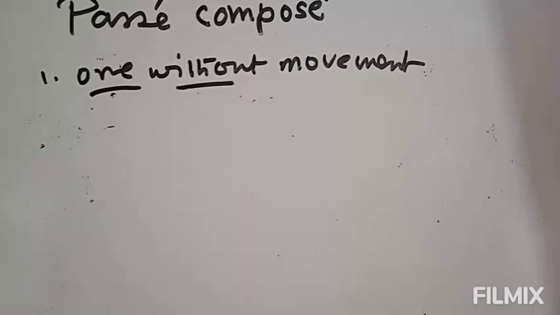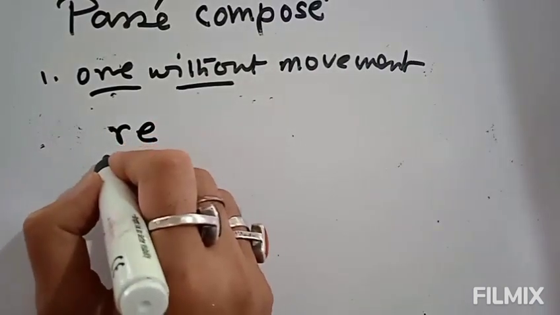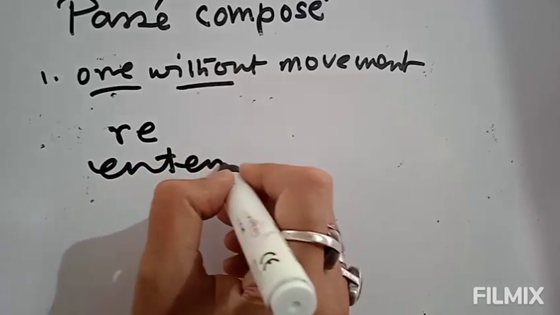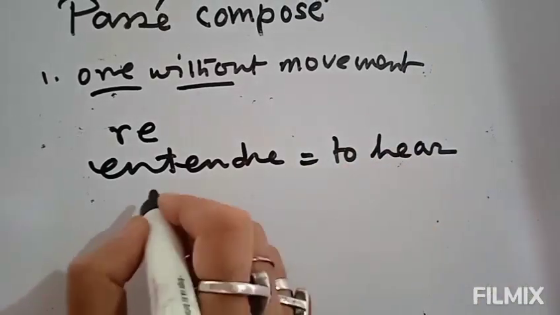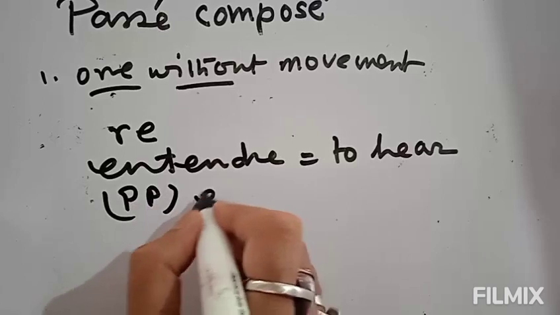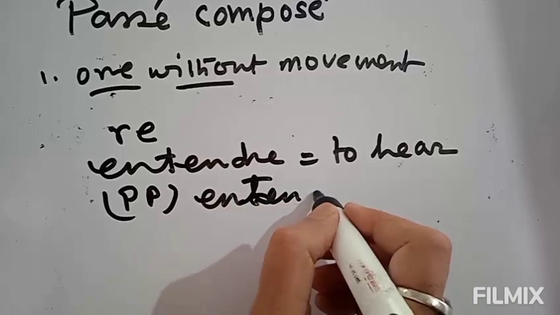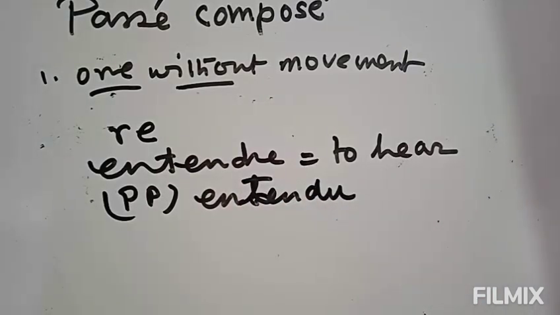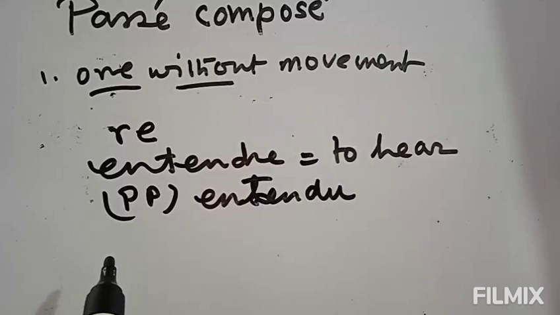Okay. Now the next example is in the regular category, RE-ending verb, for example, entendre, to hear. The PP is entendu. Entendu is the PP. Now, if the PP is ready, you can easily form the passé composé.